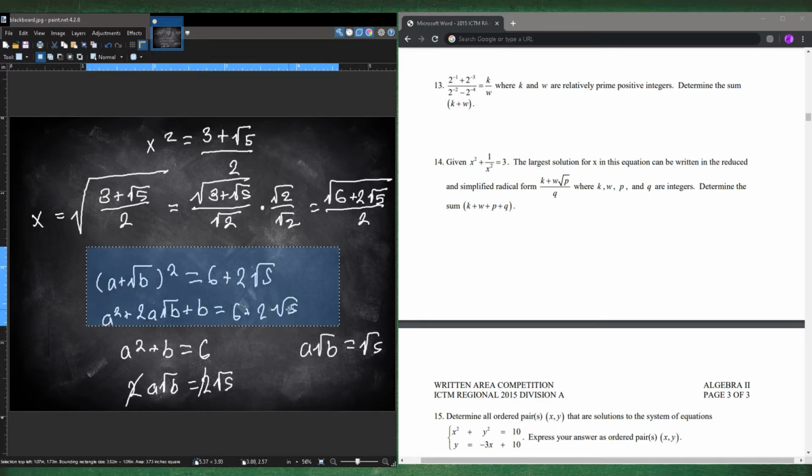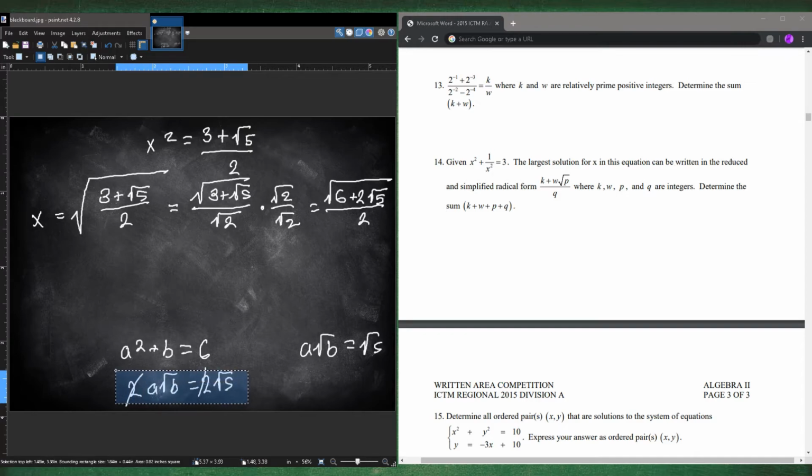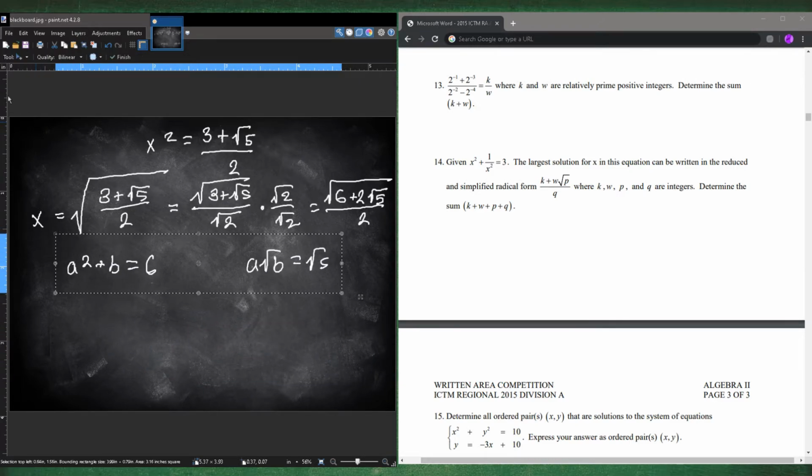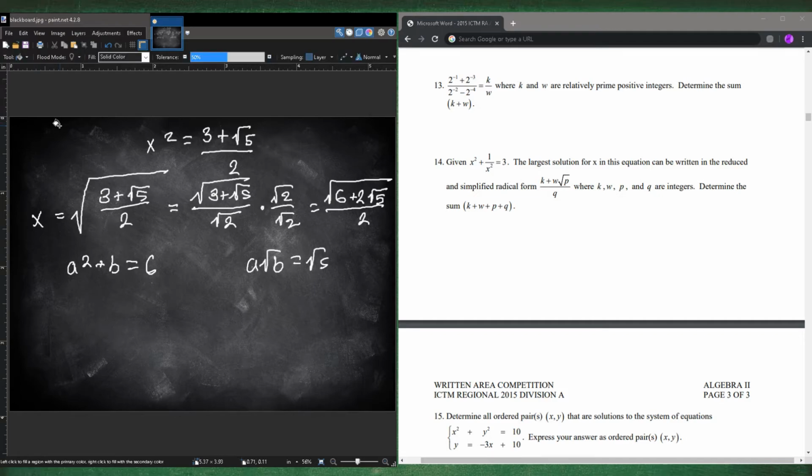Okay, so let's delete this. And let's move this up, a little bit more room to work with. You have to remember it's a plus square root b. That's what we're looking for.